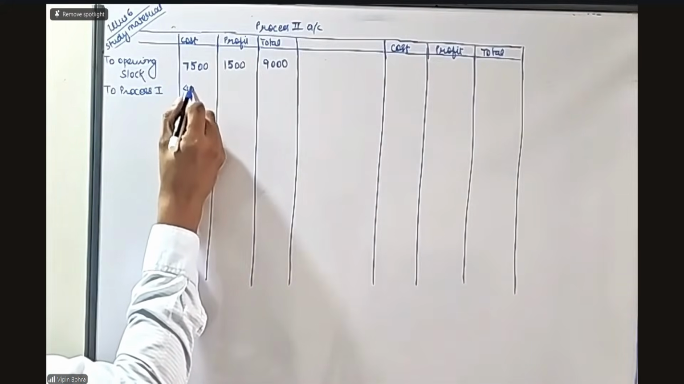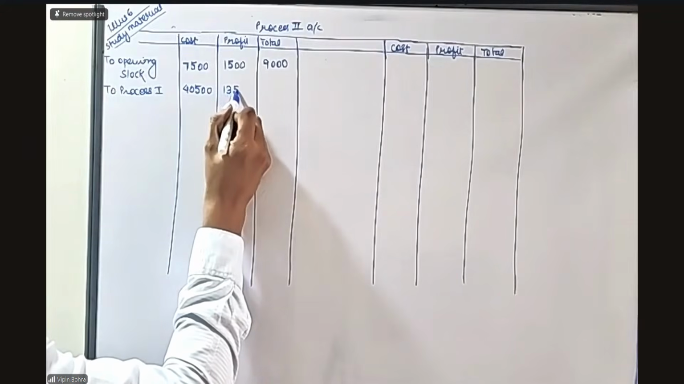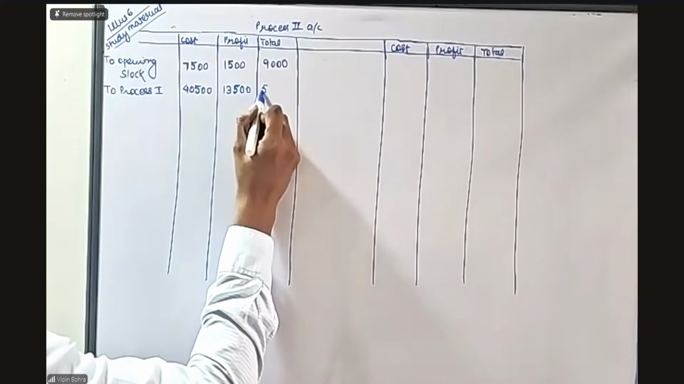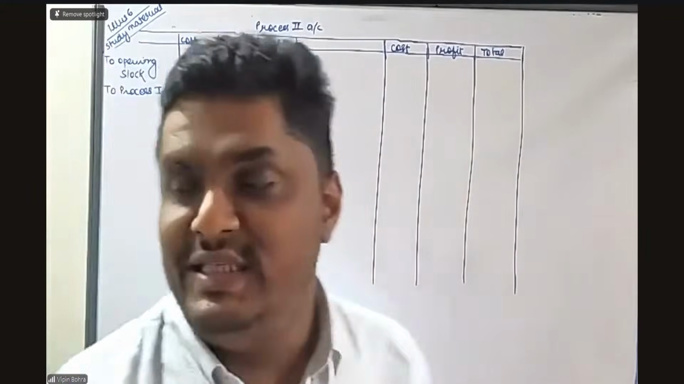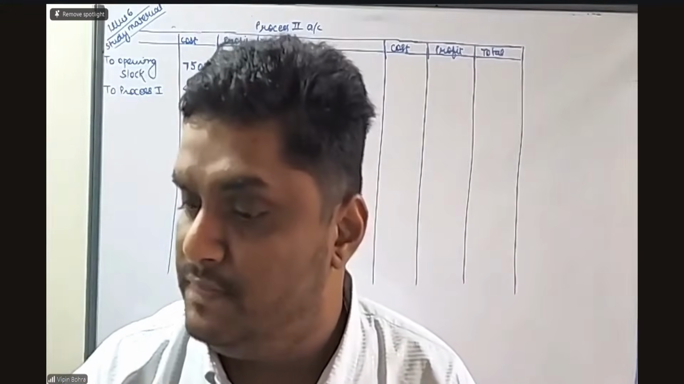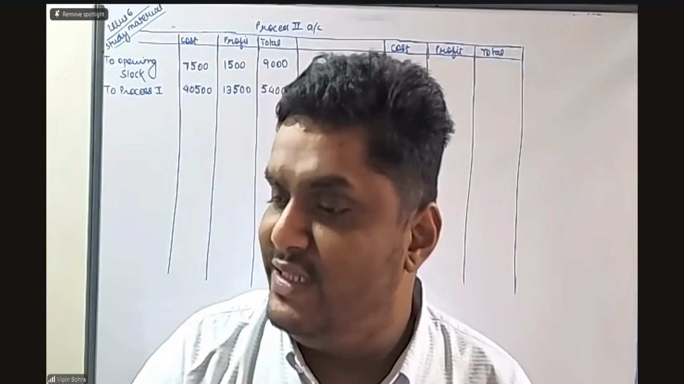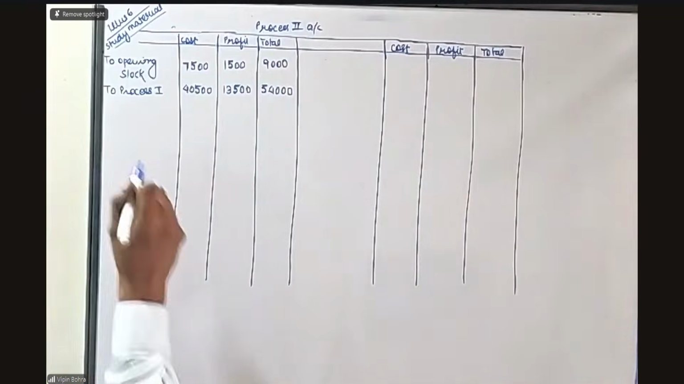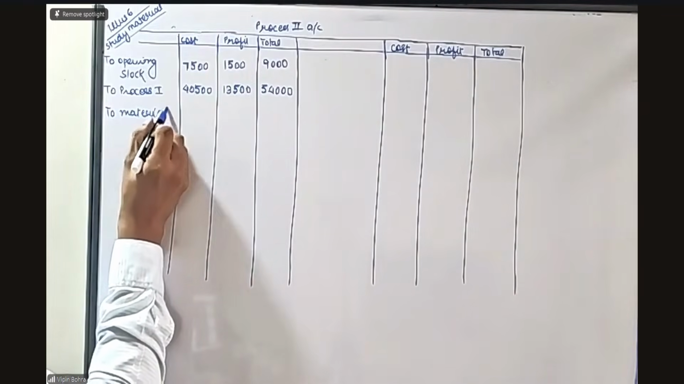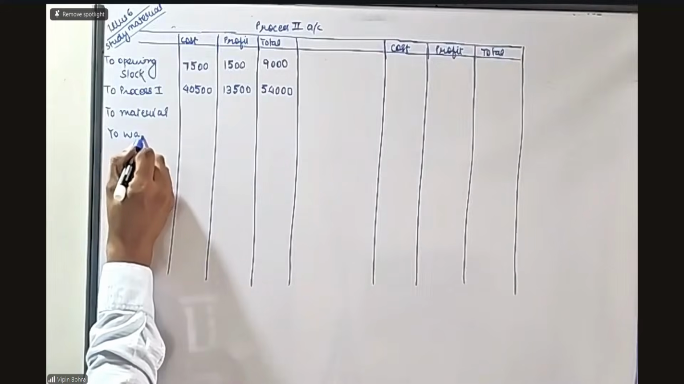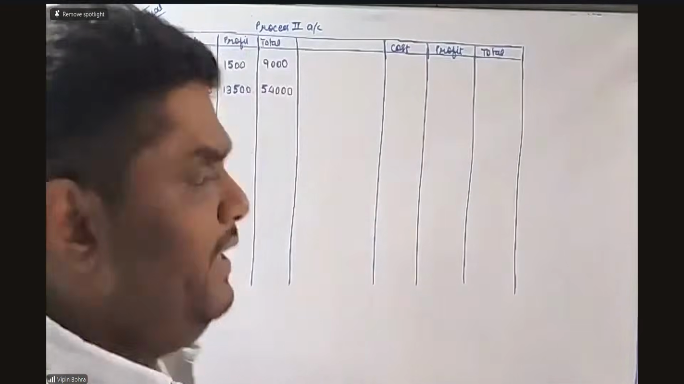Now next is the inputs that are received from process first. So it was 40,500, 13,500, and 54,000. These were the inputs that were received from process first. Now let's check the additional cost, material wages. Material is 15,750.